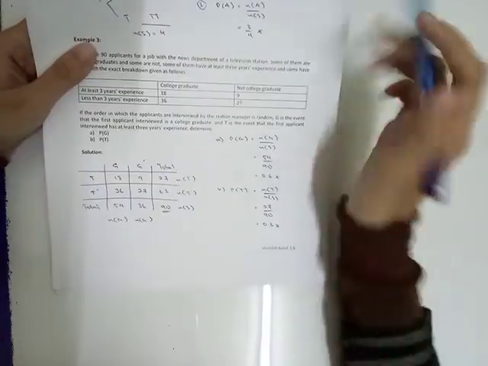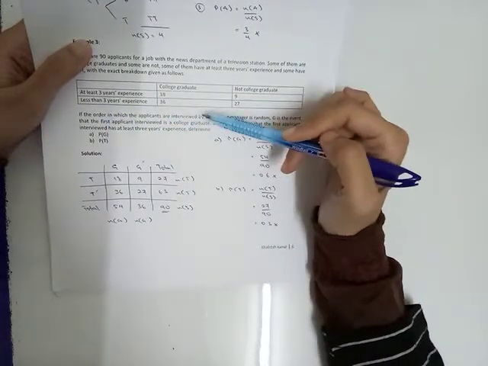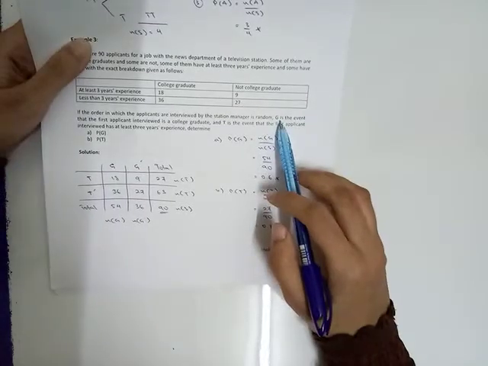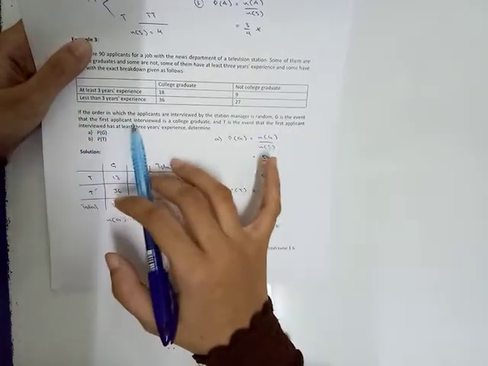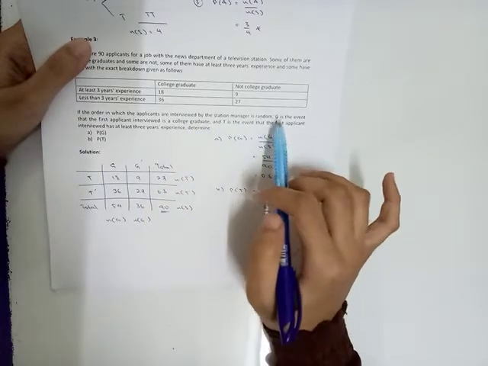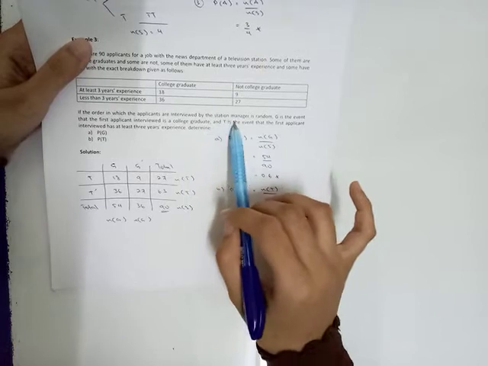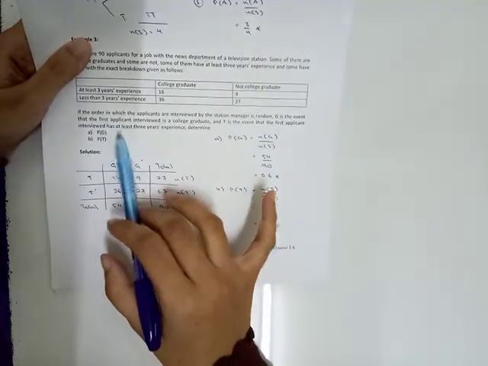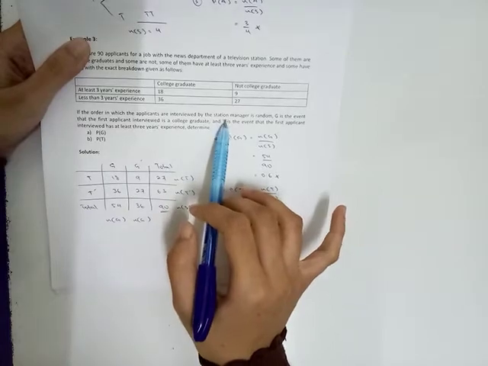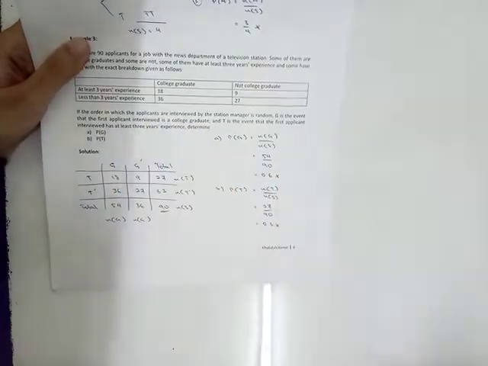Ini soalan kat bawah tu. If the order in which the applicants are interviewed by the station manager is random, G is the event that the first applicant interviewed is a college graduate. So kita letkan G sebagai college graduate. And T is the event that the first applicant interviewed has at least 3 years experience. So kita letkan T sebagai has at least 3 years experience.